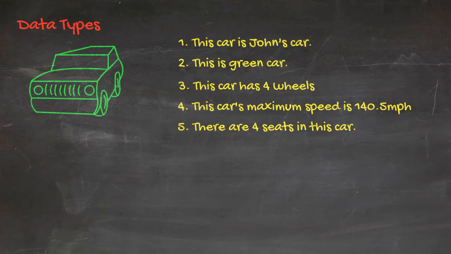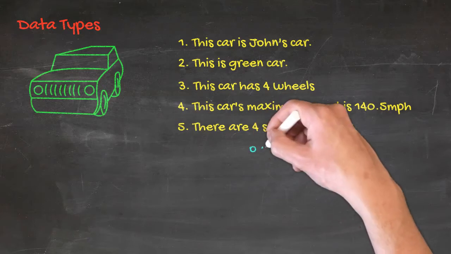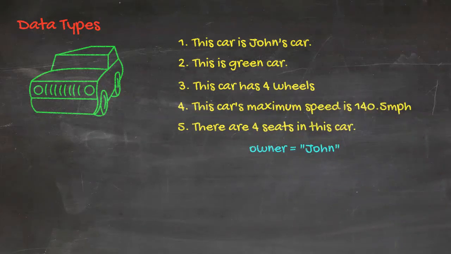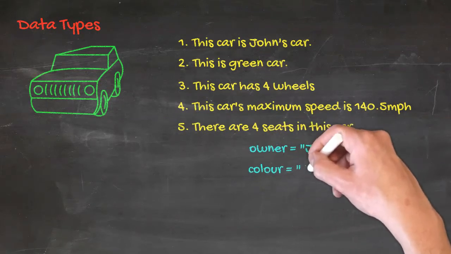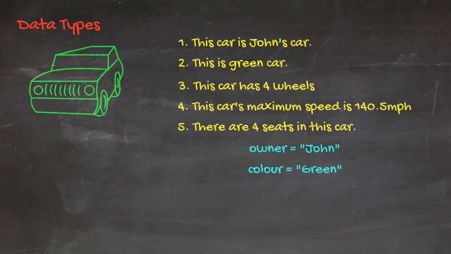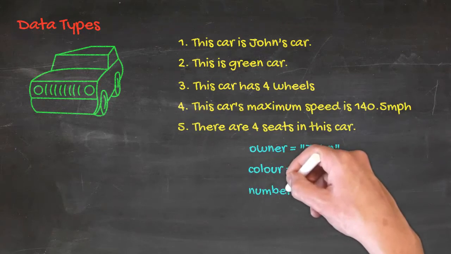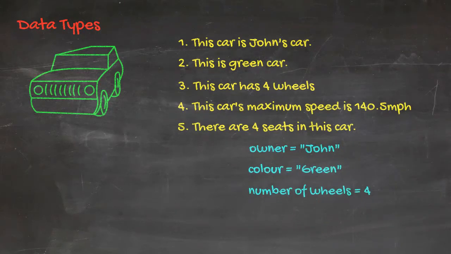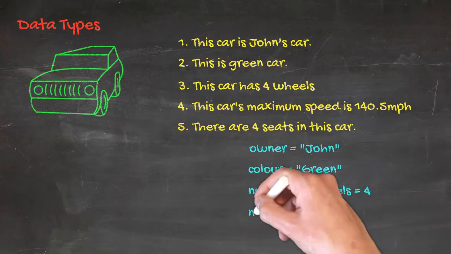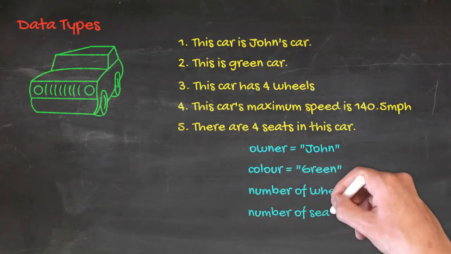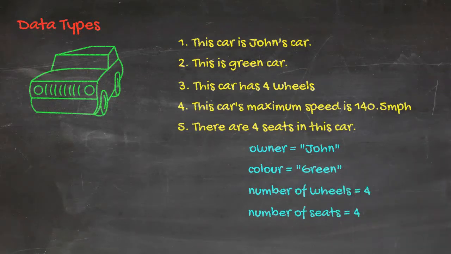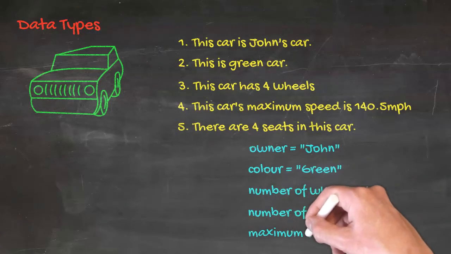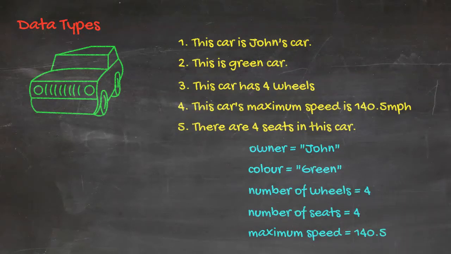Now let's try to write this information in a different way. We can say owner of this car equals to John and color equals to green, number of wheels equal to 4, number of seats equal to 4, and maximum speed equals to 140.5.